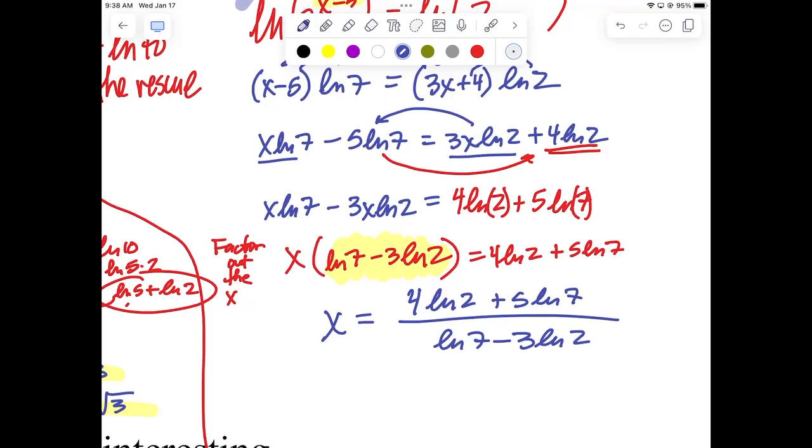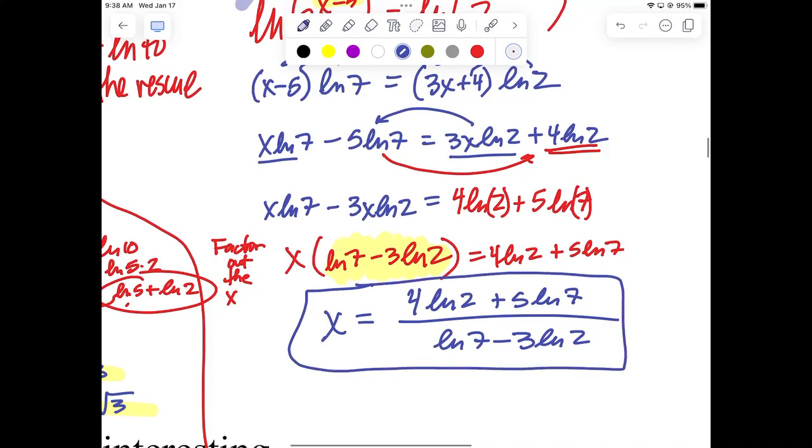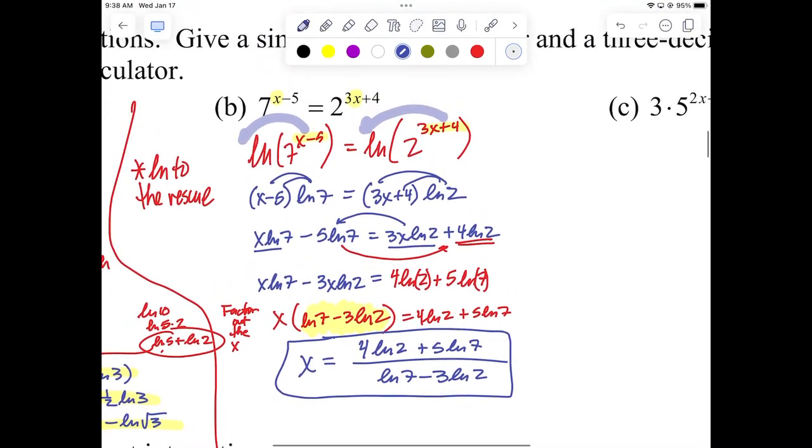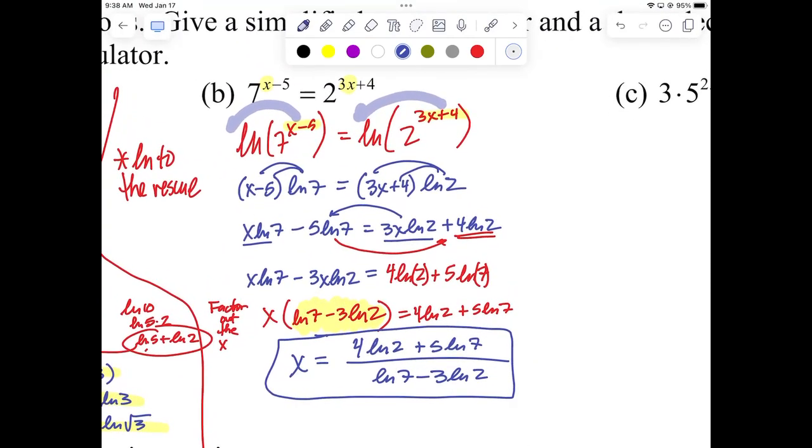Do I have any x's on the right-hand side? No. So guess what? Is this my answer? That's my answer. And I'm proud of it. Even though it's the bottom line, I'm darn proud of it. So I'm going to box it.